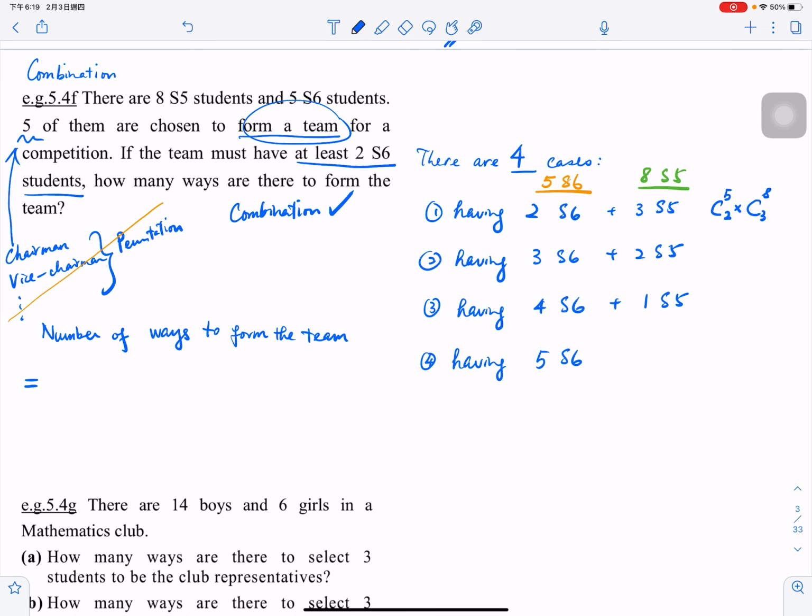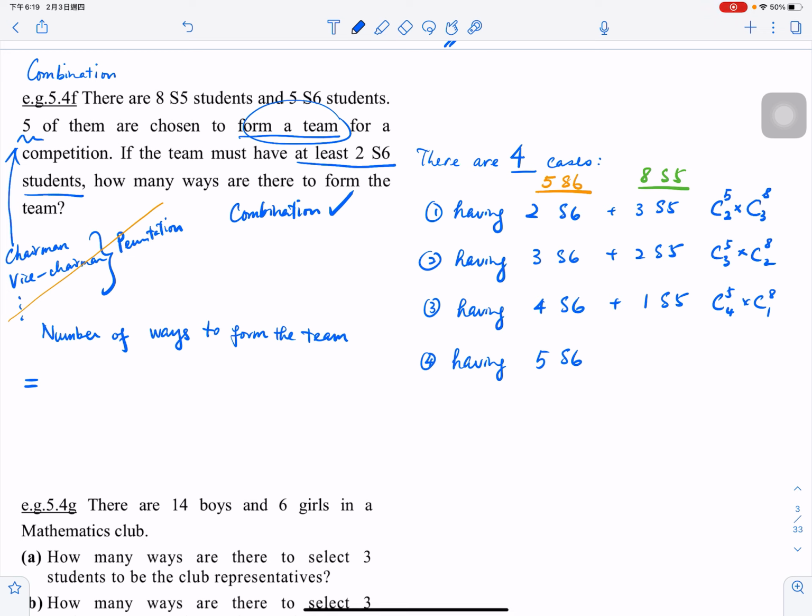So there are 4 cases you need to think about. How about the second one? From 5 of them choose 3, so 5C3, and from 8 S5 choose 2, so 8C2, right? I think you know the third case and the fourth case, right? This one is choose 4 from 5, and then choose 1 from 8.